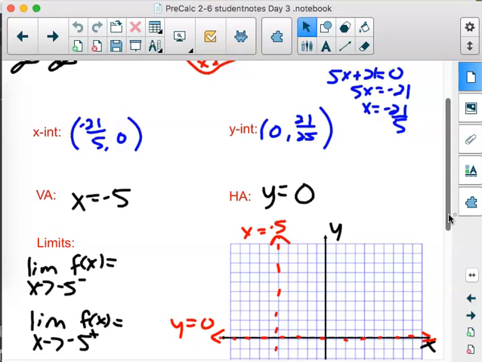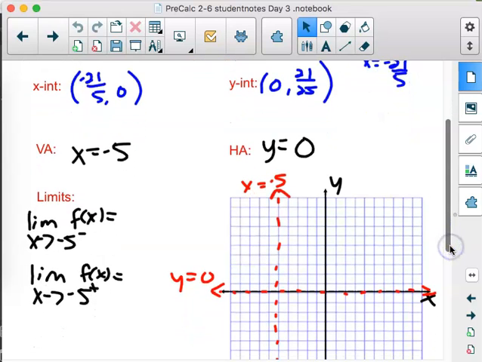This one, we had gotten to the point where we were going to be needing some tables to see what was going on with the graph, but we did have a couple of points that we knew were going to be on it, and those were our x-intercept and our y-intercept. So our x-intercept was at negative 21/5, 0, so negative 4 1/5, 0. And we have a y-intercept at 0 and not quite 1.